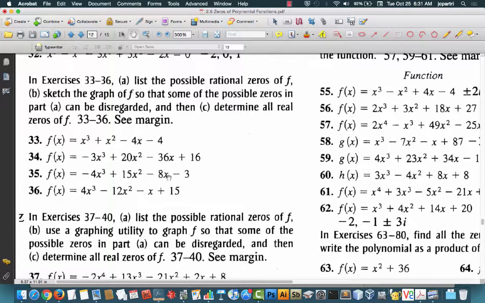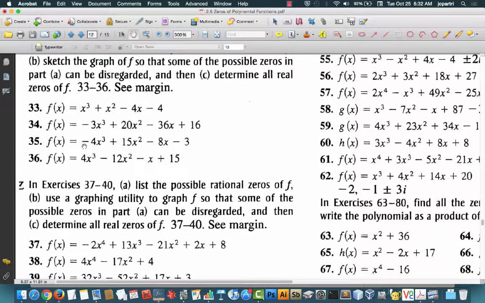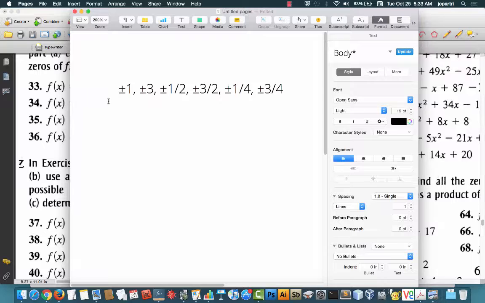All right, let's first find all the possible rational zeros of f. What are all the possible integer divisors of negative 3? Plus or minus 1, plus or minus 3. What are all the possible integer divisors of negative 4? Plus or minus 1, plus or minus 2, plus or minus 4. And now we have to make ratios of those. And so here is the list of possible rational zeros. Plus or minus 1, plus or minus 3, plus or minus 1/2, plus or minus 3/2, plus or minus 1/4, plus or minus 3/4.